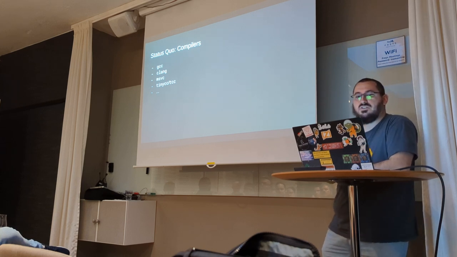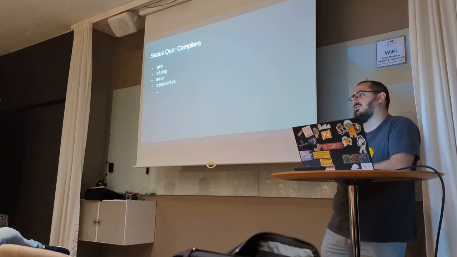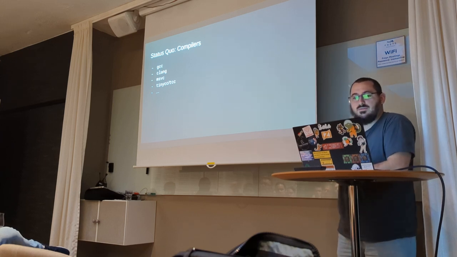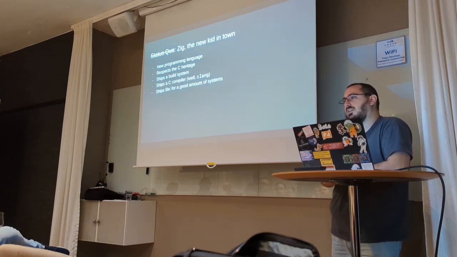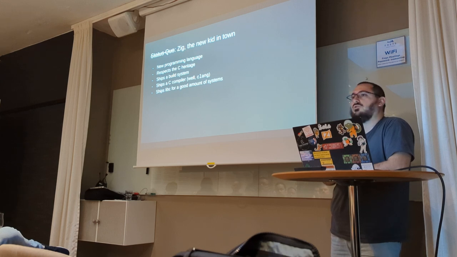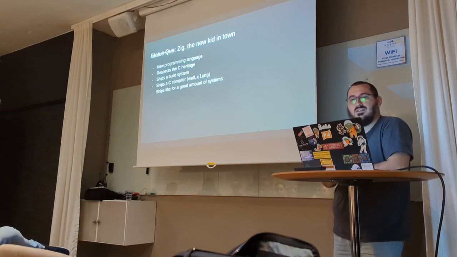We have also other compilers, like the TinyCC compiler, which is cool because it's small, it's fast, and it doesn't optimize. It also doesn't support that many architectures, so yeah. Then we have Zig, which is a toolchain and a new programming language. We have a language that respects C heritage, and it also comes with a build system that can luckily build C projects pretty much without any work put into the build process, which is amazing.